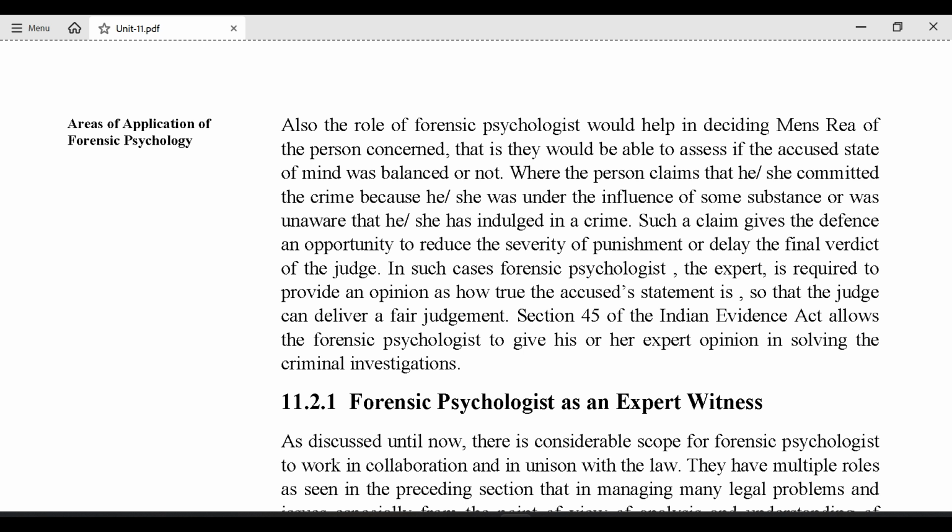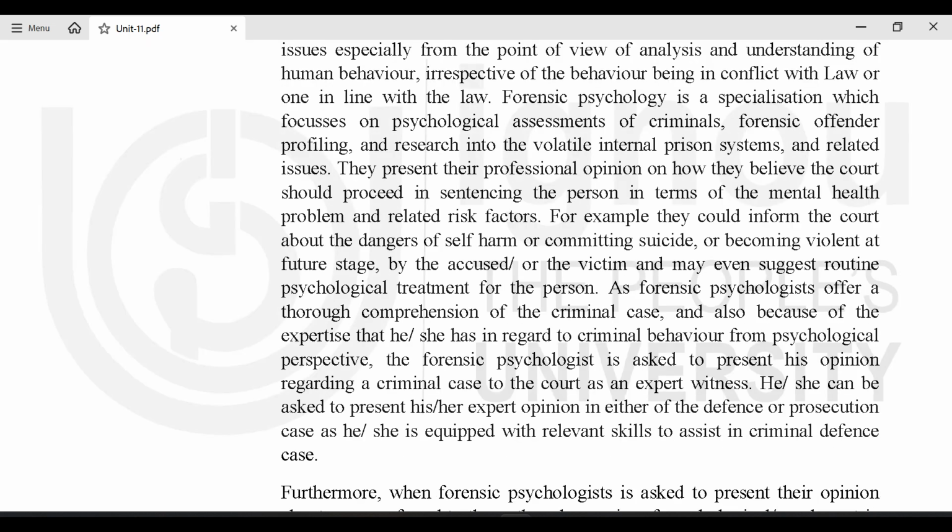11.2.1 Forensic psychologist as an expert witness. As discussed until now, there is considerable scope for forensic psychologists to work in collaboration and in unison with the law. They have multiple roles as seen in the Proceedings section, in managing many legal problems and issues, especially from the point of view of analysis and understanding of human behavior, irrespective of the behavior being in conflict with law or one in line with the law.